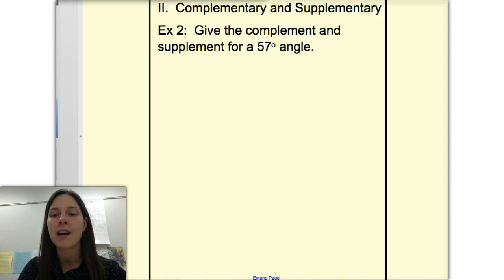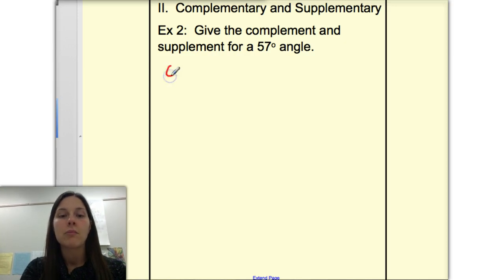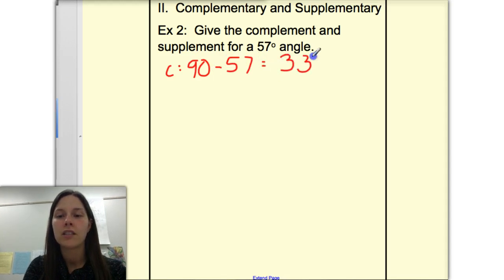Even though we have 3 different topics, I'm just going to record these all in one video because each topic is fairly quick. So our next one is complementary and supplementary angles. Remember, complementary angles add to 90 degrees. So we take 90 degrees minus our 57 degree angle to get its complement of 33 degrees. Supplementary angles add to 180. So we take 180 degrees minus our 57 degree angle to get a 123 degree angle.